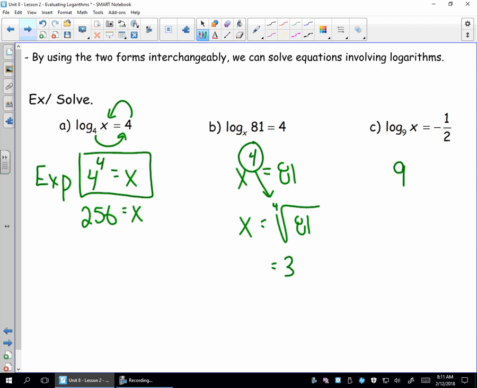Try the last one here. 9 to the power of negative 1/2 is x. That's good. I got x by itself. Negative exponents means I want to flip my base. And a 9 to the half is like a square root, so x is 1/3.